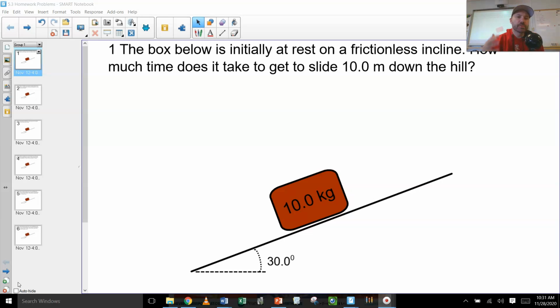I'm going to be taking you through these 6 questions that I gave you guys to work on, just so you can see maybe if you went wrong someplace or what techniques I use when I'm solving a problem like this. Let's get started.